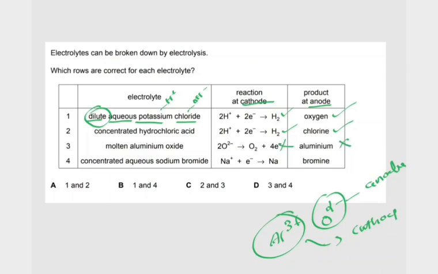Concentrated aqueous sodium bromide, so you have sodium and bromide, you will get bromine, which is right. You will get hydrogen because it's aqueous, not sodium. So 1 and 2 are right. A is the correct option.